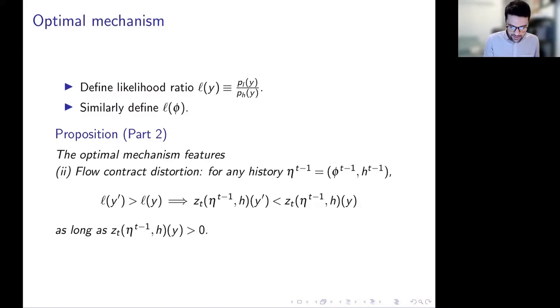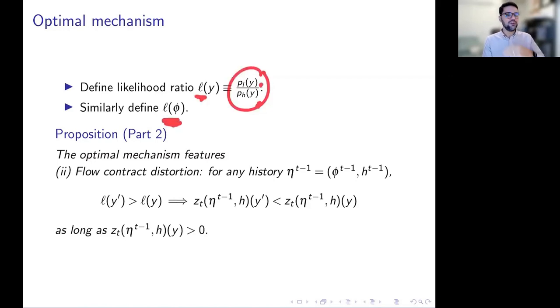I define the likelihood ratio L to be the ratio of the probability of observing a certain income realization coming from a low type agent divided by the probability of the same income realization coming from a high type agent. So we should think of a high L as an income realization that is indicative of a low type. Those are going to be punished, meaning the agent is going to have lower consumption and utility.